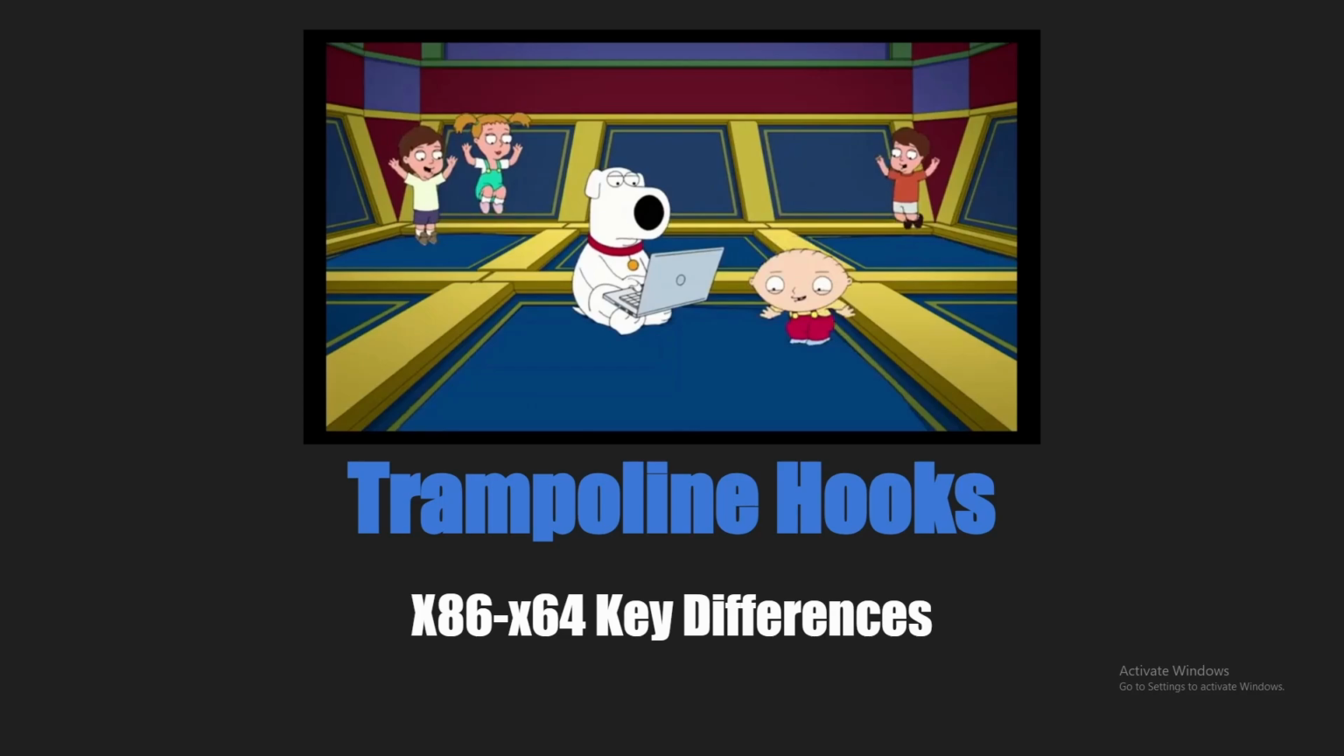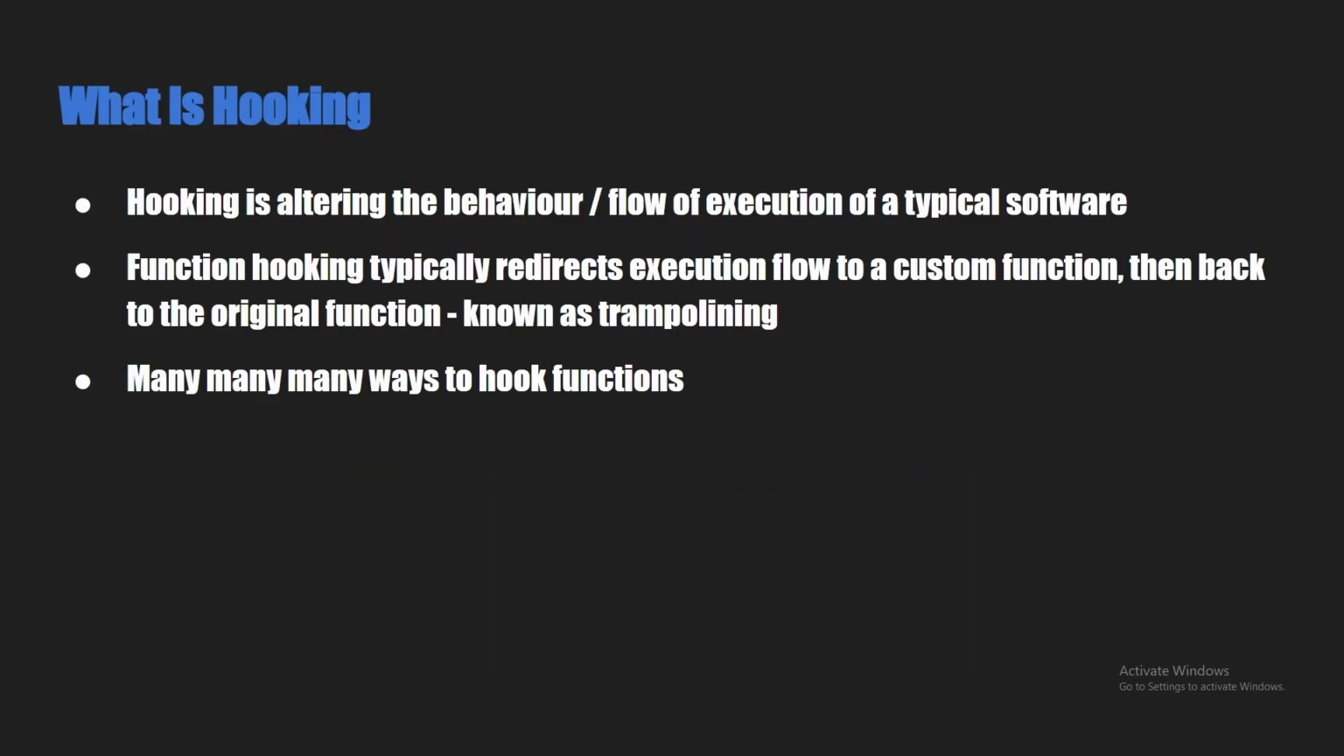But in this video we're going to focus on the trampoline hooks. We're going to discuss a little bit about hooking, but primarily what the trampoline hook is and how we can implement it both in x86 and x64. So right away, for people uninitiated, what is hooking? Hooking is altering the behaviour and flow of execution of a typical software.